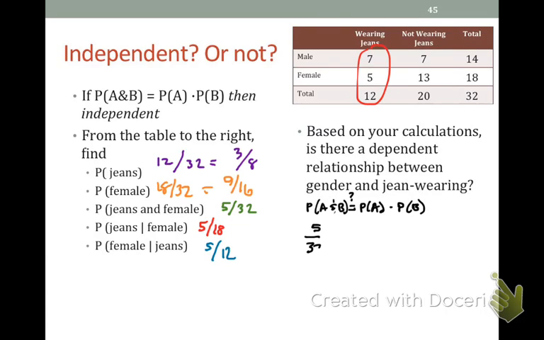Okay, so let's go ahead and check this out. What's the probability of A and B, of being jeans and female? That was 5 out of 32. What's the probability that people would wear jeans? Well, that's 3/8. What's the probability that people are female? 9/16. Are they equal? I would do it with my calculator and see what I get. They're not equal. Because they're not equal, you know that they have to be dependent, not independent. There is a relationship between jeans and gender.